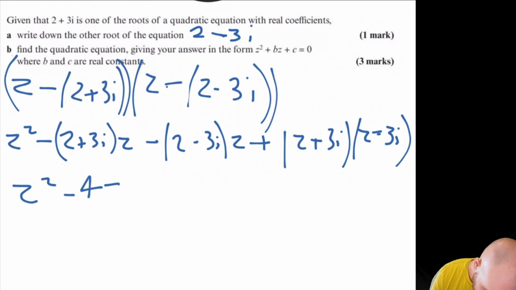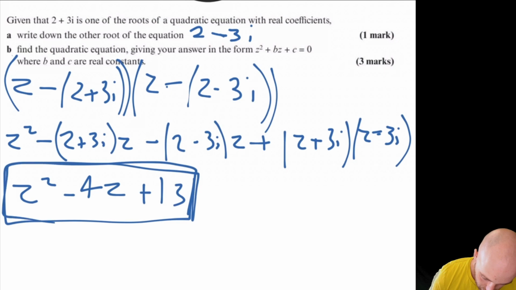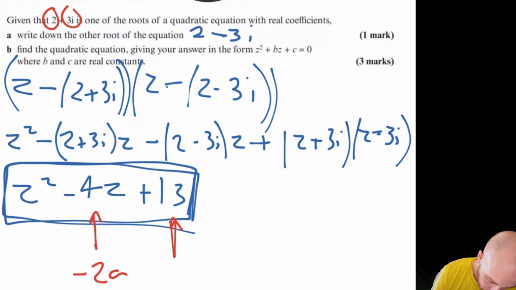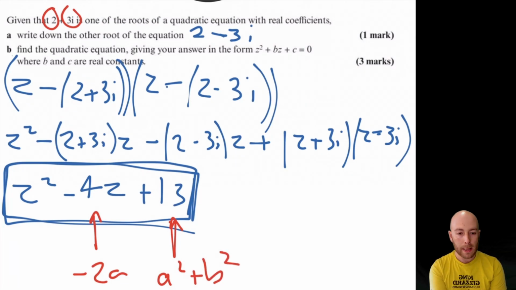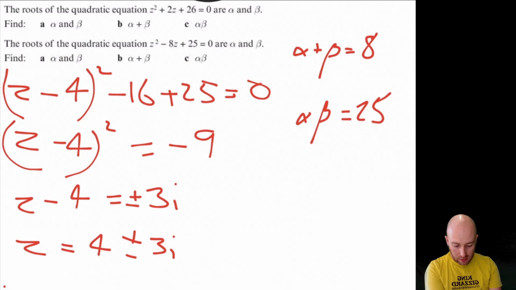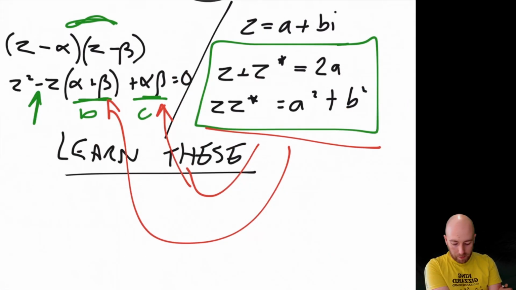So z squared minus 4z, and then what's the last bit? 4 plus 9, 13. Or if you don't want to expand it, you can just look at your 2a, then a squared plus b squared. Everybody okay with that? So again, you can always expand, or learning that the b term is 2a and the c term is a squared plus b squared might be faster, but whatever.